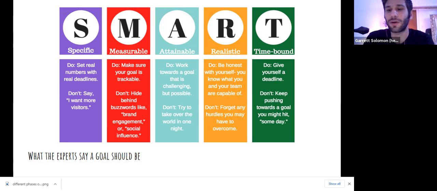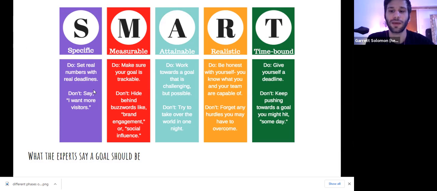It's called a SMART goal. A SMART goal is like an acronym, which means that each one of the letters stands for something. The S stands for specific, the M stands for measurable, the A stands for attainable, the R stands for realistic, and the T stands for time bound.